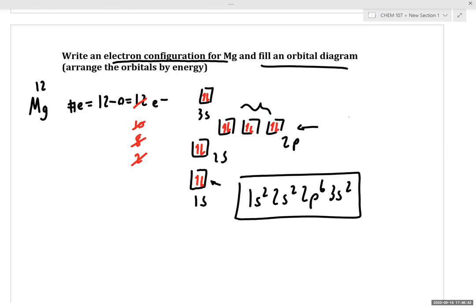Does this make sense to everyone so far? Any questions on this example? Perfect, perfect.